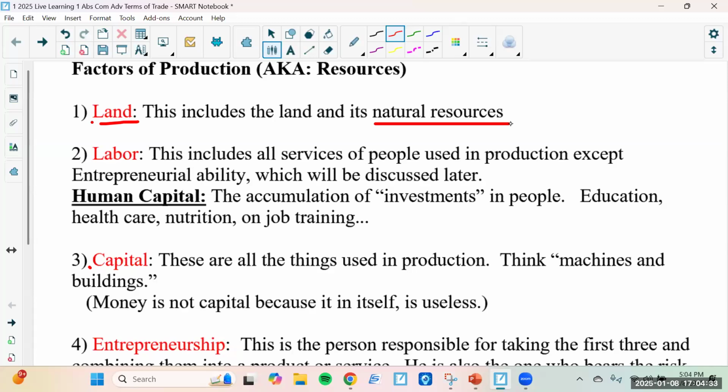So the second factor of production is labor. This is you and me. Labor is workers. It's the worker bees. It's all people that are involved in the production process except for the owner. The owner is what we call an entrepreneur, and that's the fourth factor of production.